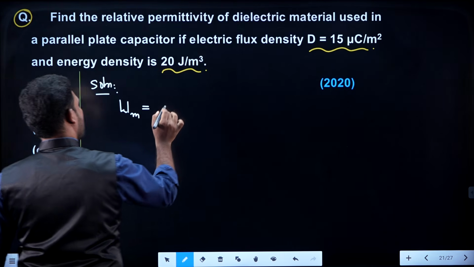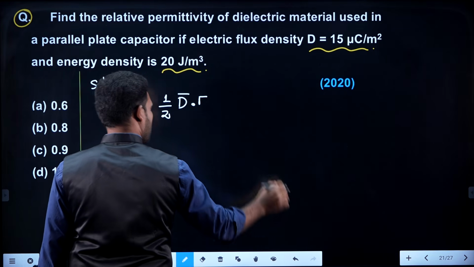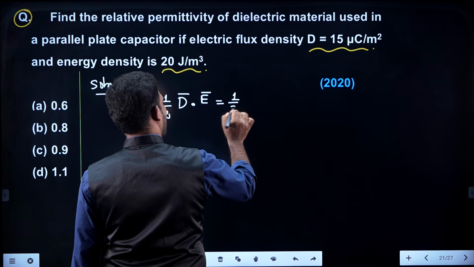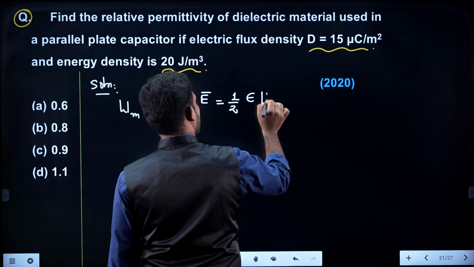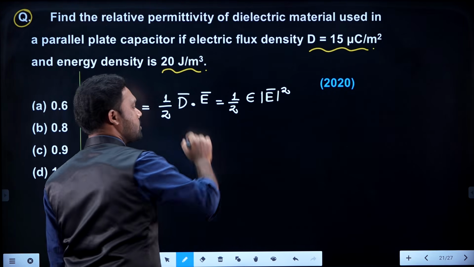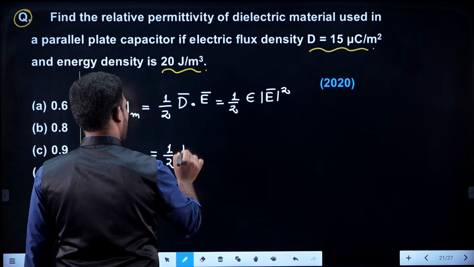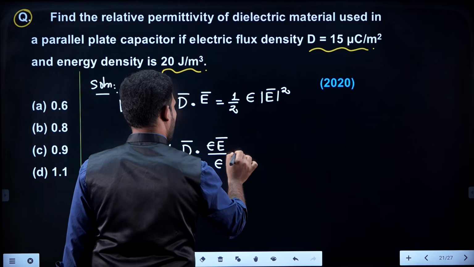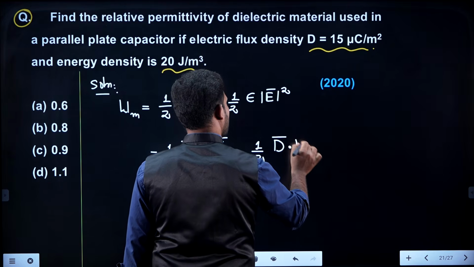Energy density in the electric field is 1 by 2 into D into E, 1 by 2 into epsilon into E magnitude square. But what is given in the question is D. So, I will convert this one also into D. How? I will make an adjustment according to the question.